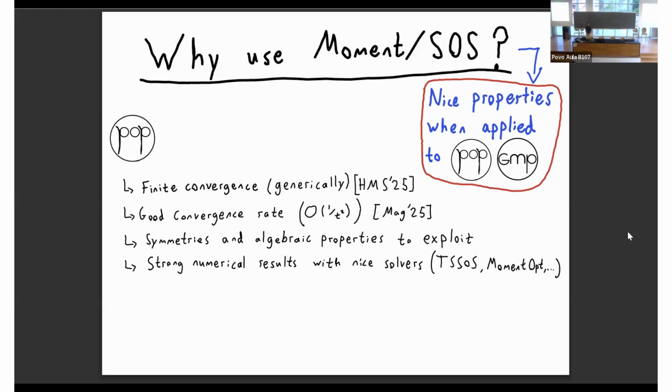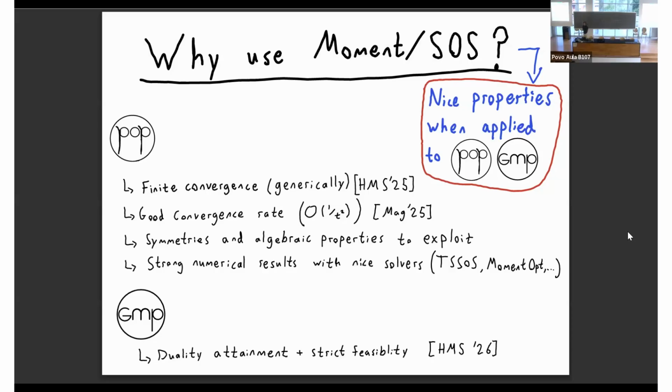There's also nice solvers that can be used. And in general, we only have to climb maybe 2 steps of the staircase to reach the minimum. And for the generalized moment problem, we have a recent work about duality attainment and strict feasibility. This is talking about this interplay, which I'll get into a little bit more. Since there's not so much time, I'll just talk about this new contribution that we made. Any questions about this would be okay.